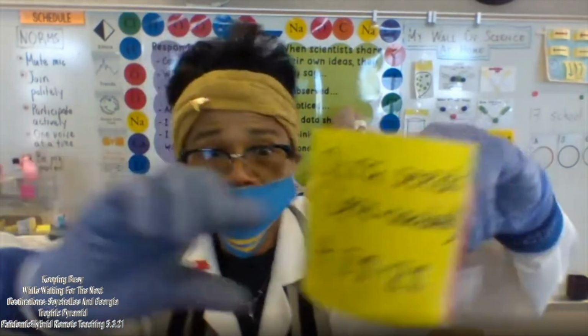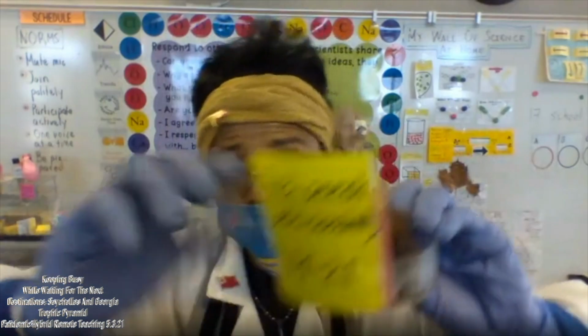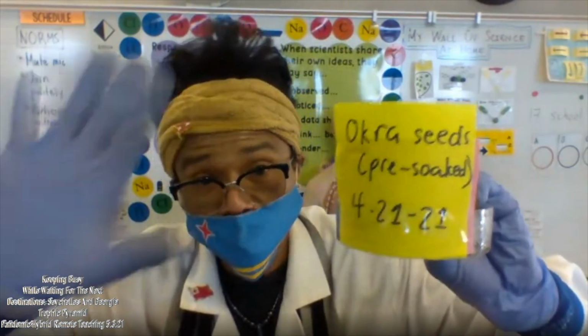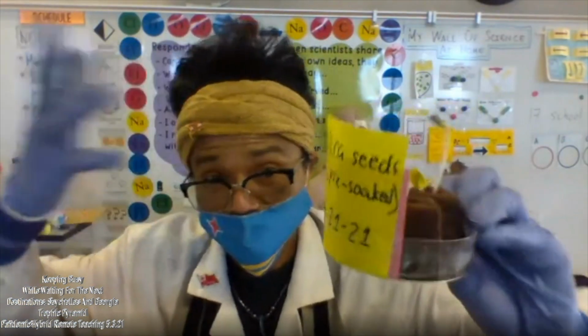Lastly, once again, the germinating plant, and I do have okra. There are five different organisms, and this is the plant.